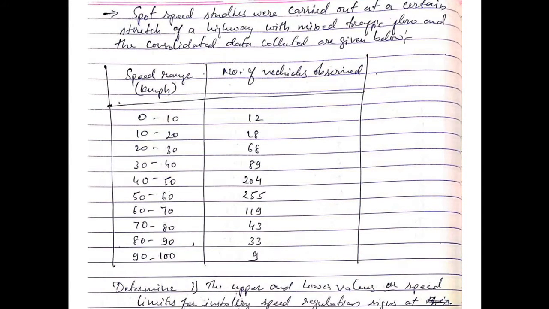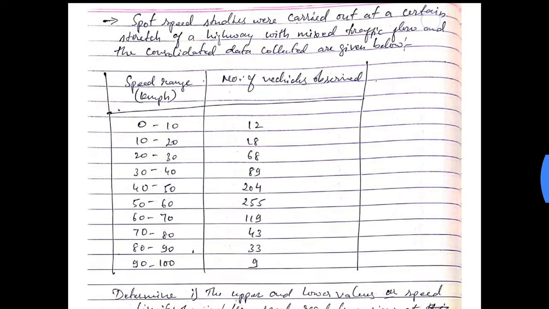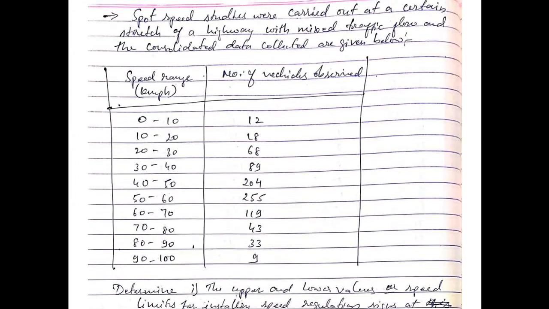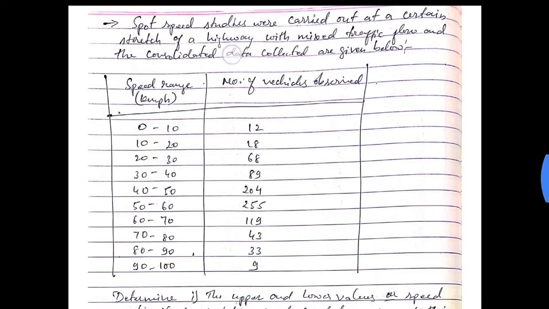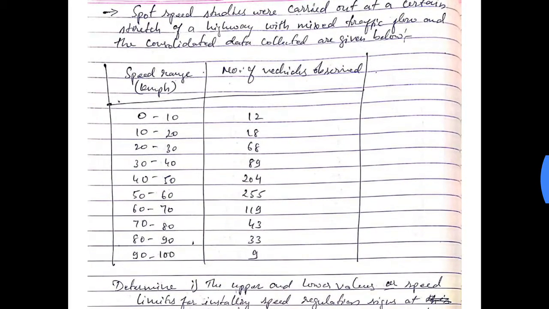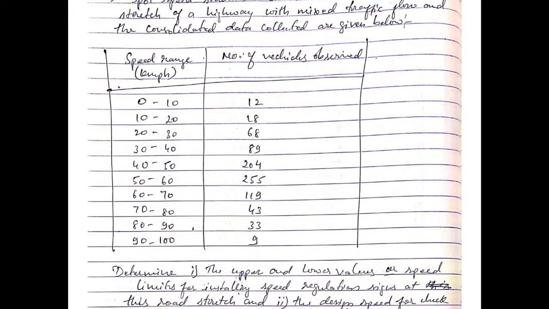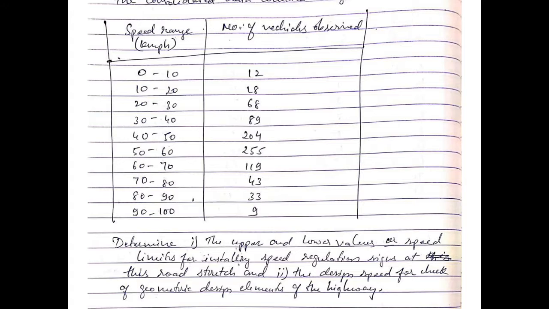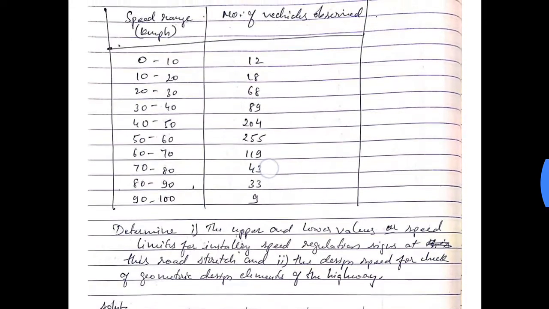The spot speed studies were carried out at a certain stretch of a highway with mixed traffic flow, and the consolidated data collected are given below. The data is similar to the previous problem. Here also we have speed ranges and the number of vehicles observed, or the frequency values. So what do we need to determine here?